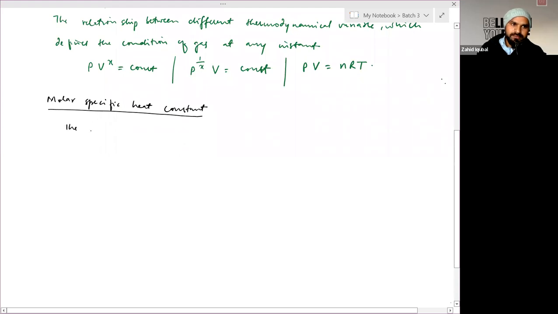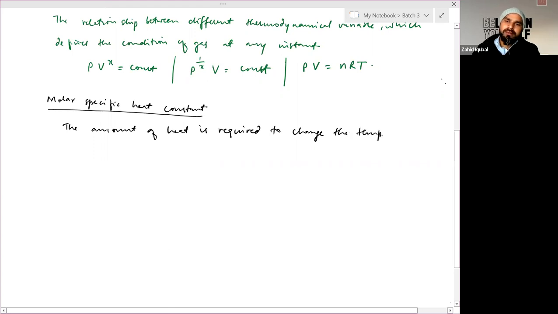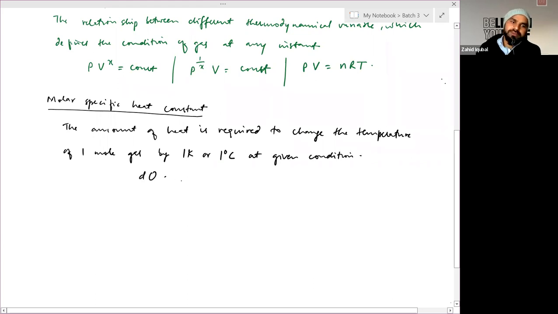So it is the amount of heat required to change the temperature of 1 mole of gas by 1 Kelvin or 1 degree centigrade at a given condition. So it will be dQ equals n, number of moles, times C, the molar specific heat constant, times dT, the change in temperature.